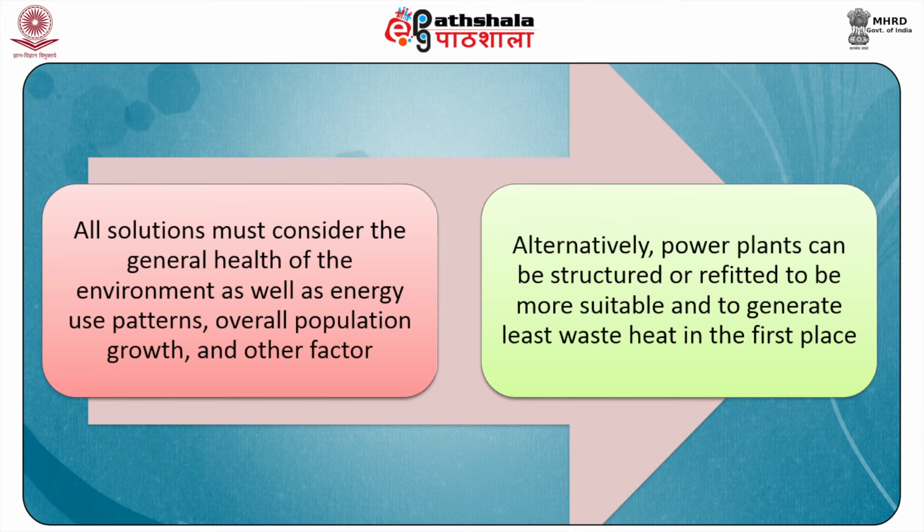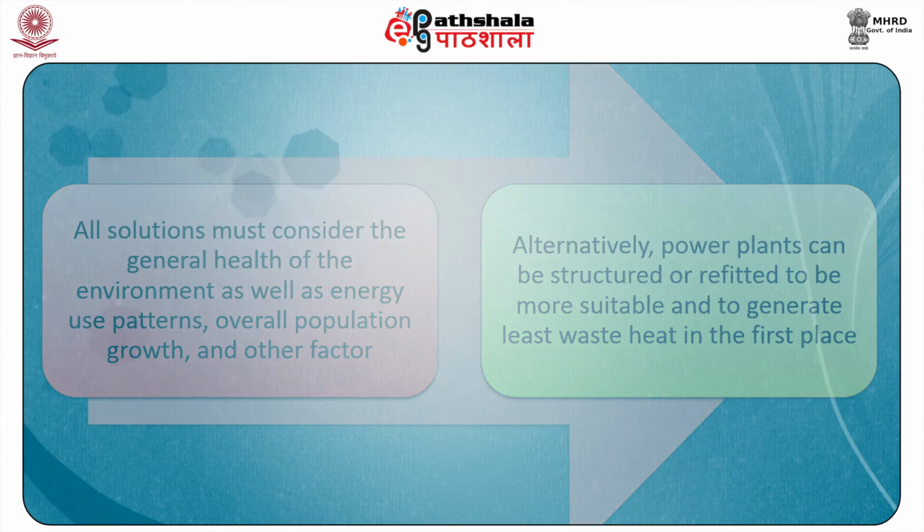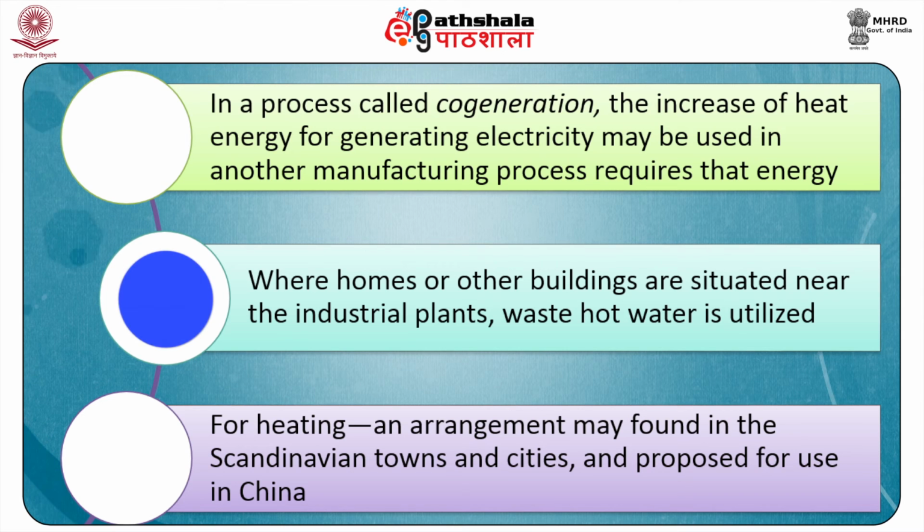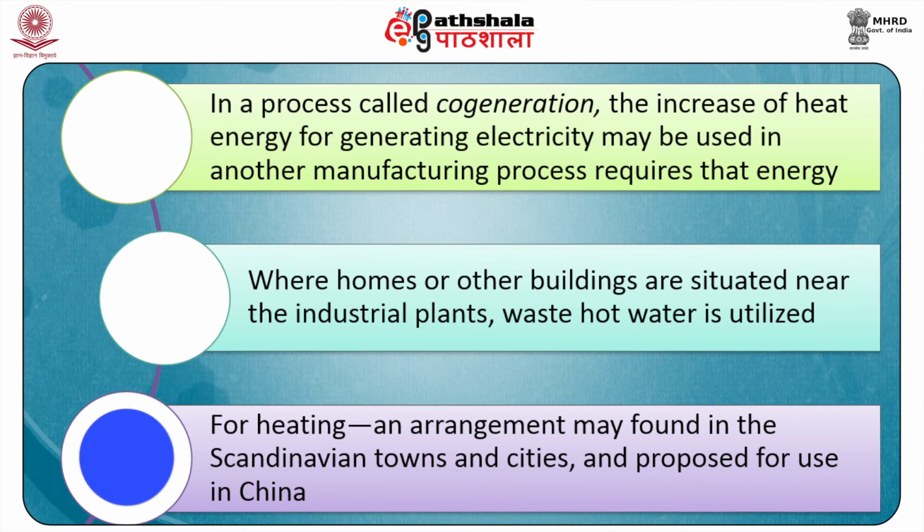Alternatively, power plants can be structured or refitted to be more efficient and to generate the least waste heat in the first place, in a process called cogeneration. The waste heat energy from generating electricity may be used in another manufacturing process that requires that energy. Where homes or other buildings are situated near the industrial plants, waste hot water is utilized for heating, an arrangement found in Scandinavian towns and cities and proposed for use in China.